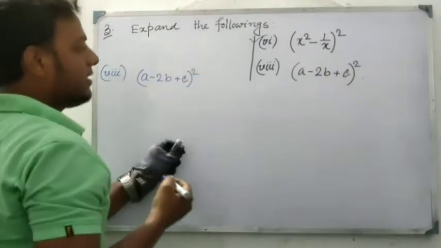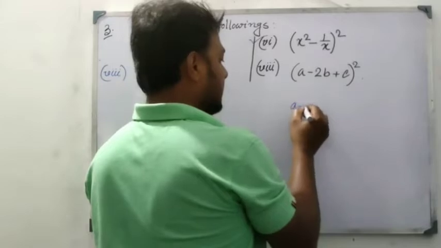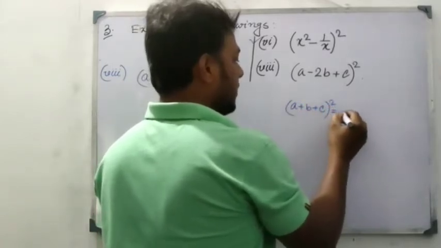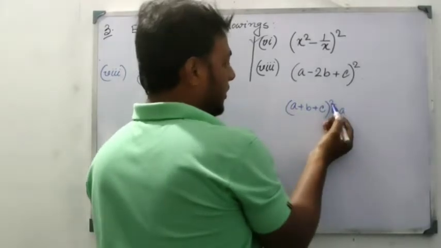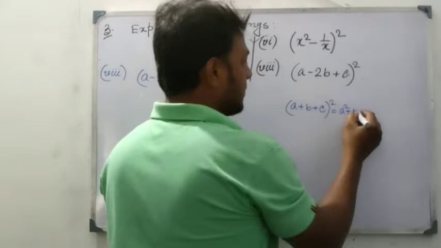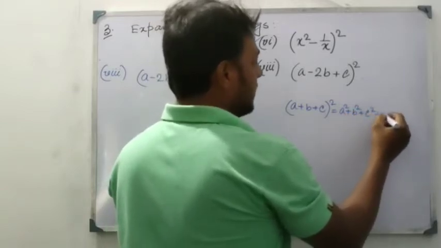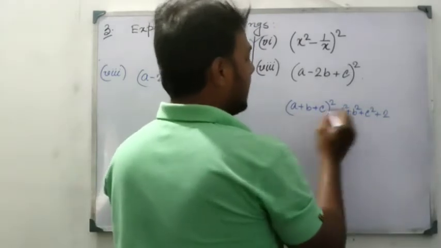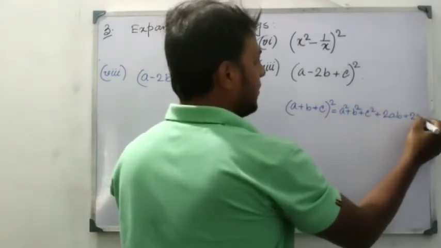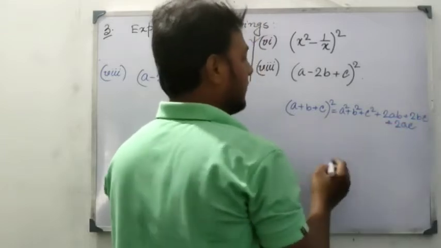So to expand it, we need, as I told you, the identity for (a plus b plus c) whole square. Just reminding, (a plus b plus c) whole square equals what? We have to distribute the square over the individual terms, so it will be a square plus b square plus c square, and a few more terms will be there. That will be 2 into first, second, that means ab, plus 2 into second, third, that means bc, plus 2 into first, third, means ac.